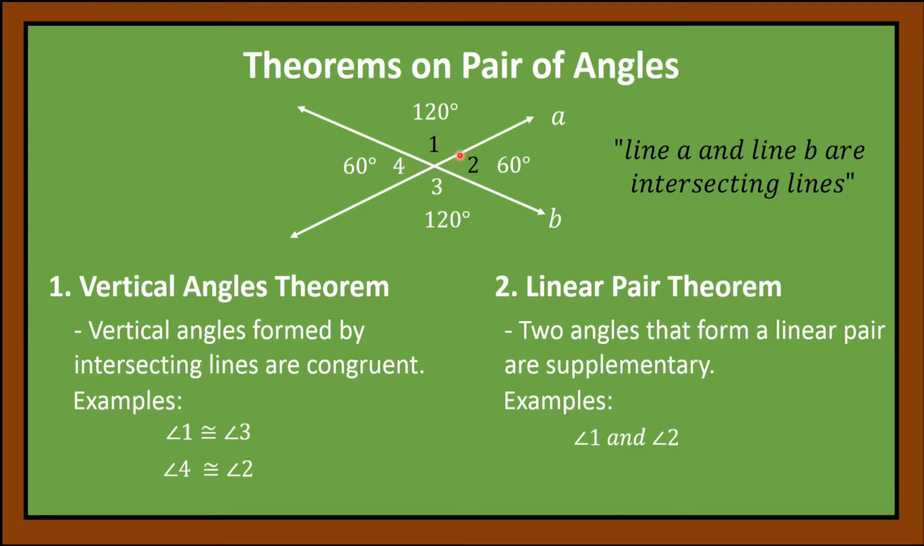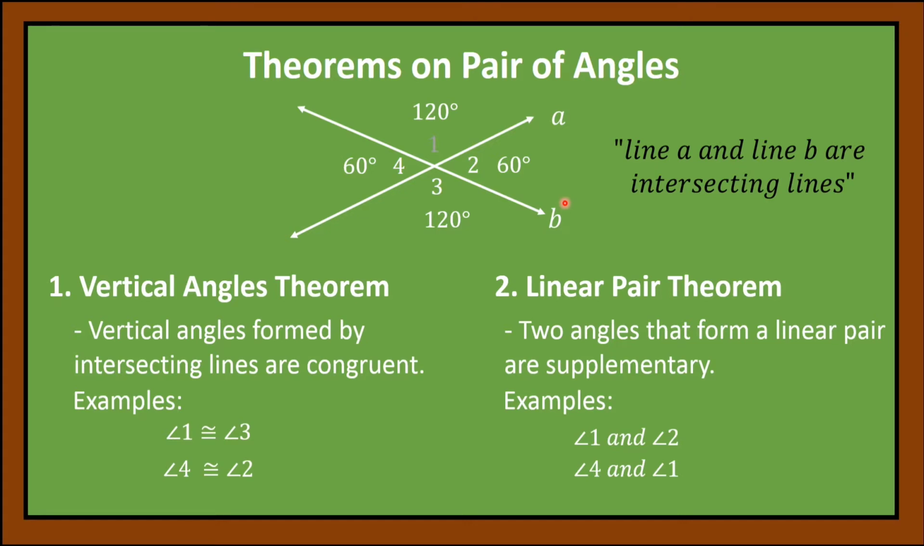So, based dito sa ating pair of angles, kapag inadd natin ang sukat ng angle 1 at angle 2, ito ay equal sa 180 degrees, kaya siya ay tinawag na supplementary. So, 120 degrees plus 60 degrees is equal to 180 degrees.